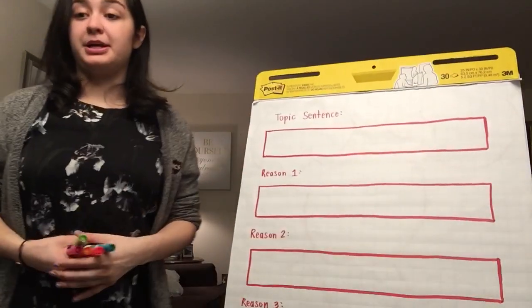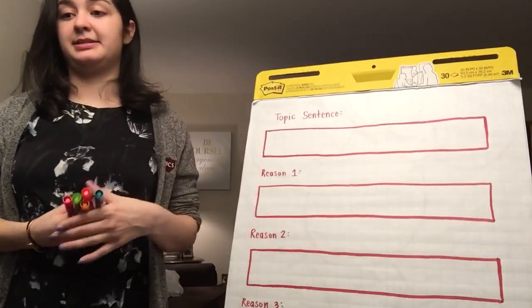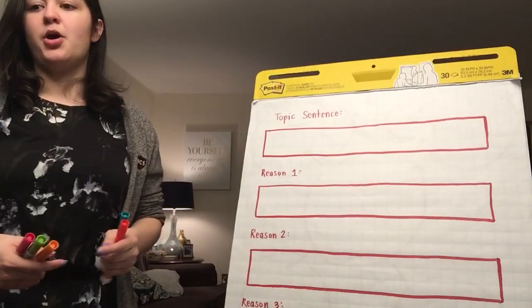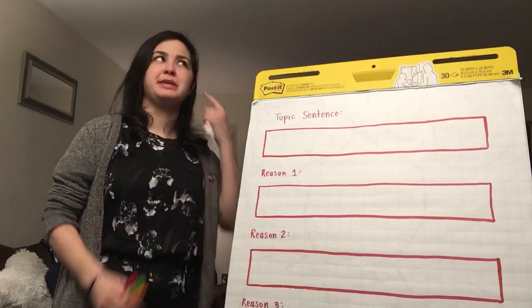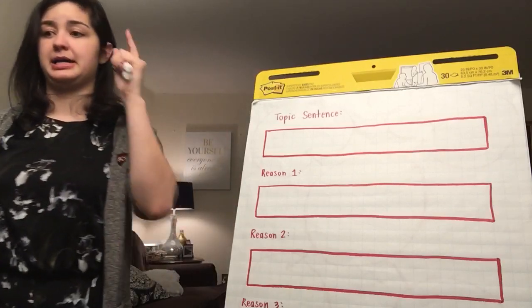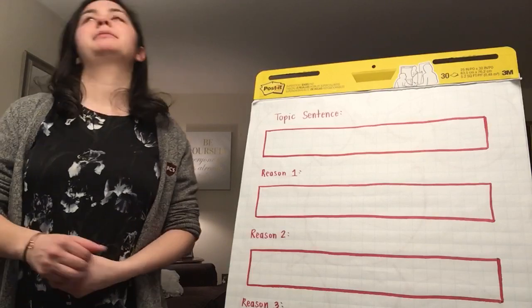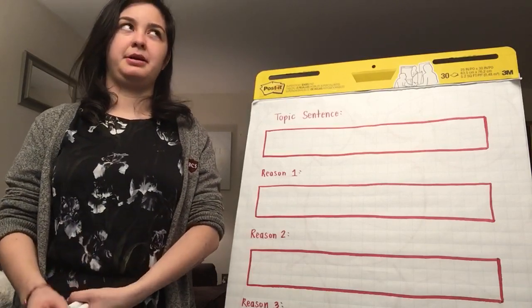On my box and bullet, you can see that it says topic sentence. Now, before I introduce to you what we're going to do with the plans, what would the topic sentence be if I'm writing about my opinion? What would the topic sentence be if I'm writing about an opinion?